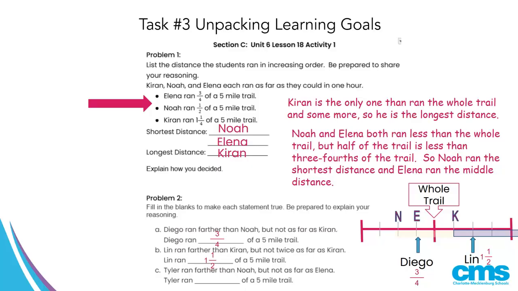Tyler ran further than Noah, but not as far as Elena. Ooh, this one is tricky because it's right in the middle and there's not a tick mark. So what we're going to need to do on this one is repartition from 0 to 1 each fourth into 2 equal parts. So if I partition each fourth in half, I take fourths and I'm folding them in half if I'm using paper. Now I have eighths. And so I could say from 0 to 1 there are 8 sections, and if I count, Tyler is now at 5/8. So Tyler ran 5/8 of the 5-mile trail.